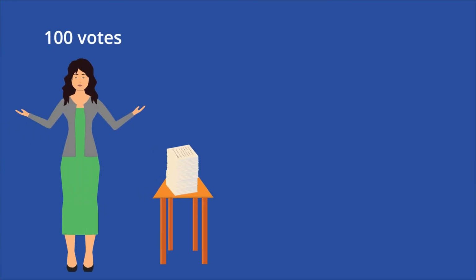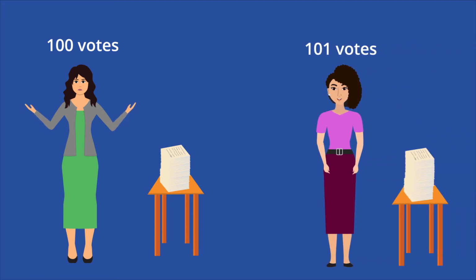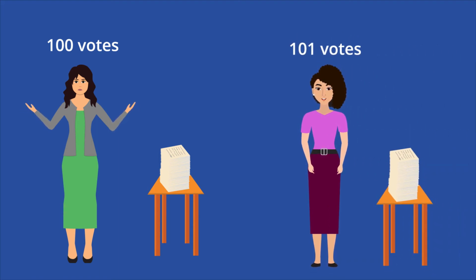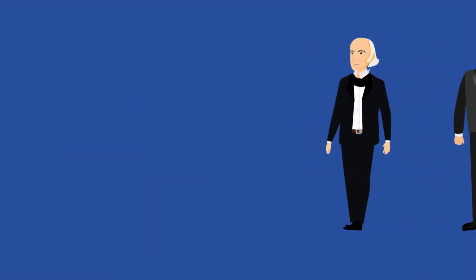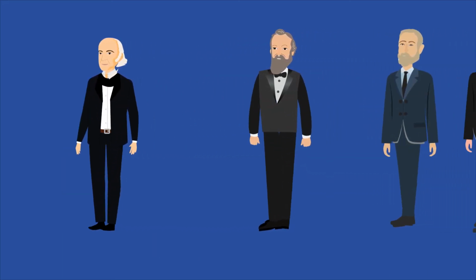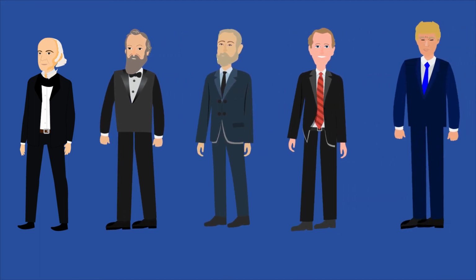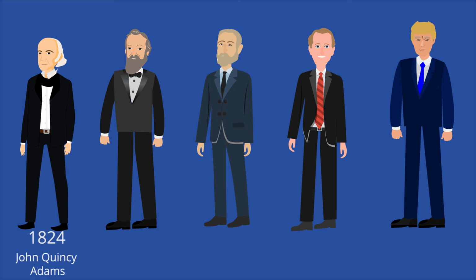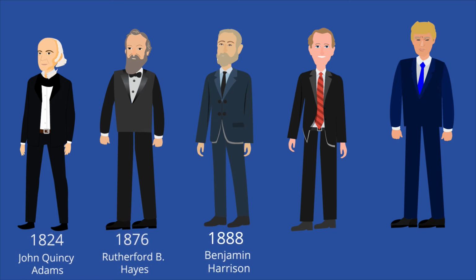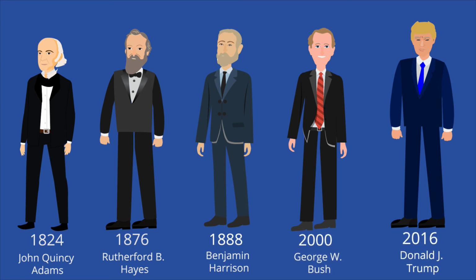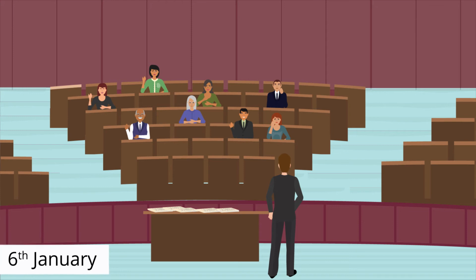Most states assign electoral votes in a winner-takes-all fashion, meaning a candidate could get just 1 more vote than her opponent and win all the state's electoral votes. Therefore, a candidate can win the Electoral College but lose the popular vote. In fact, this has happened 5 times in U.S. history, with John Quincy Adams in 1824, Rutherford B. Hayes in 1876, Benjamin Harrison in 1888, George W. Bush in 2000, and Donald J. Trump in 2016.